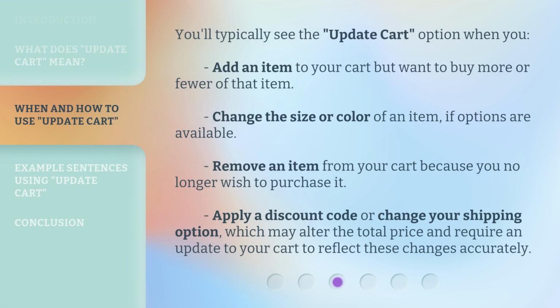You'll typically see the update cart option when you add an item to your cart but want to buy more or fewer of that item. Change the size or color of an item, if options are available. Remove an item from your cart because you no longer wish to purchase it. Apply a discount code or change your shipping option, which may alter the total price and require an update to your cart to reflect these changes accurately.